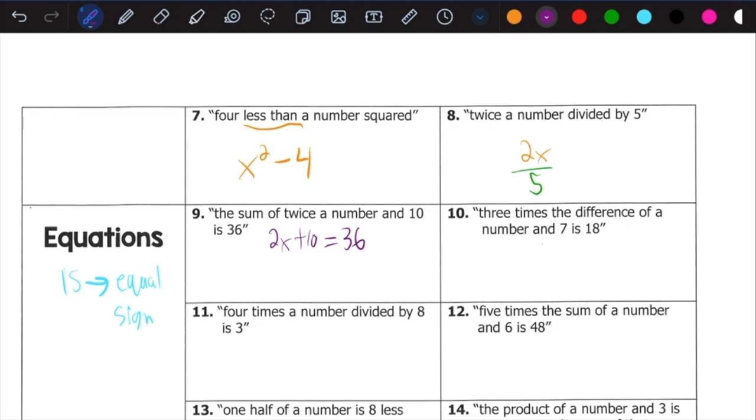We don't have to solve though, we're just setting it up here. Number 10. 3 times the difference of a number and 7 is 18. So this is 18, tells us it equals 18.